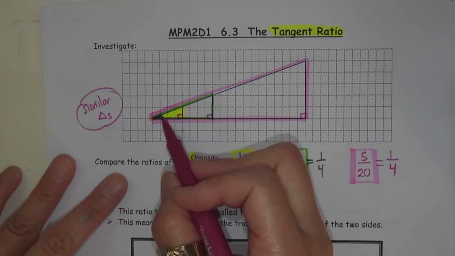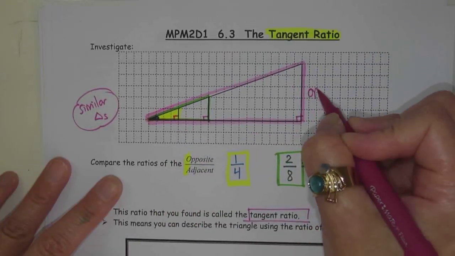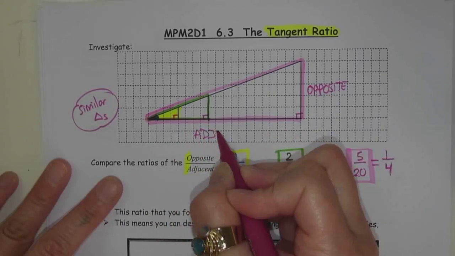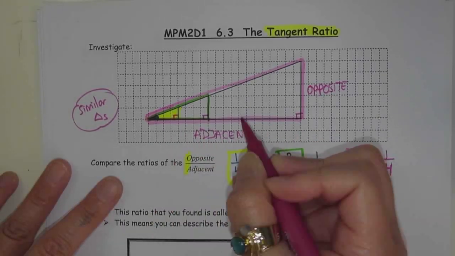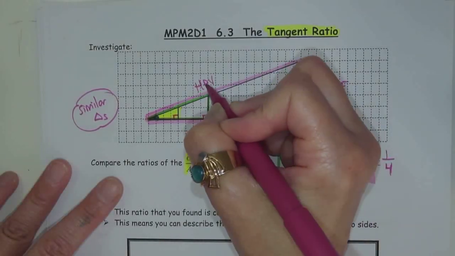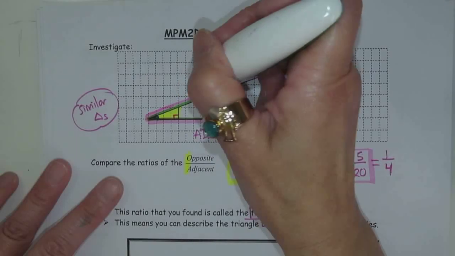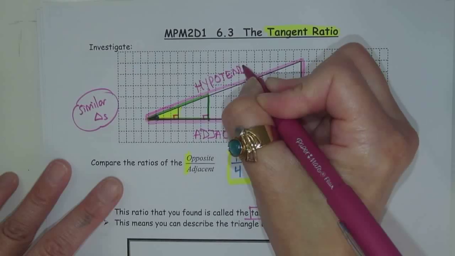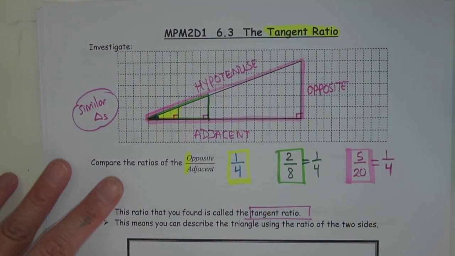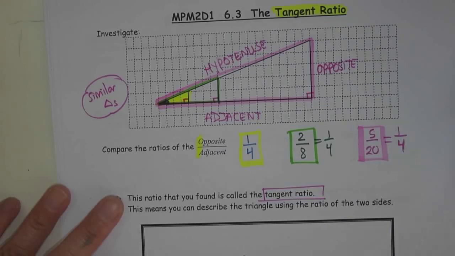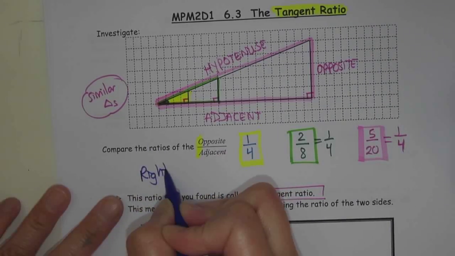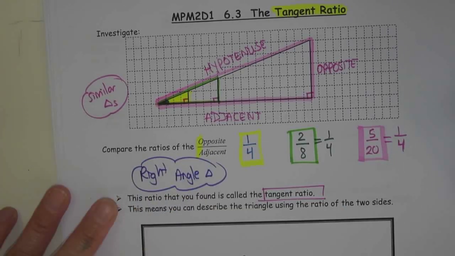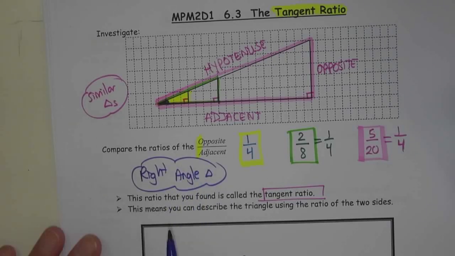This is the opposite side, so this is opposite, and the adjacent is this side. Adjacent is beside. This one is always called the hypotenuse of a right angle triangle. These ratios only work for right angle triangles. So when you're using your calculator, this tan ratio only works for a right angle triangle.